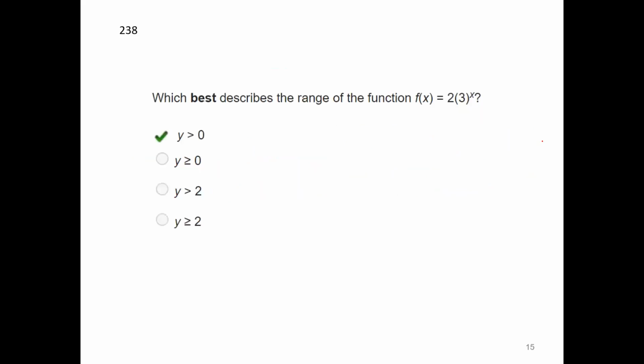All right, let's go on to 238. All right, so as you guys take a look at this right here, you have f of x is equal to 2 times 3 to the x power, like that, okay?